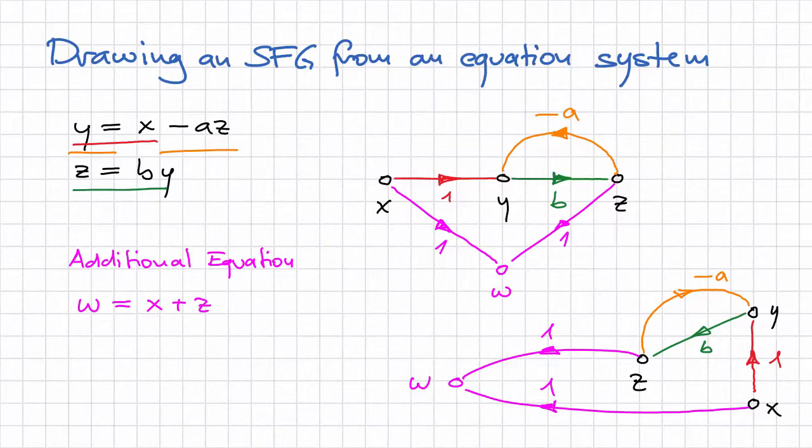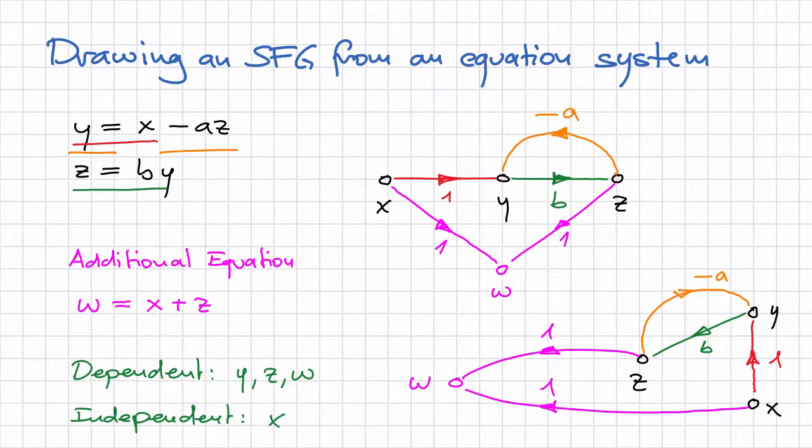One big advantage of using signal flow graphs is that you can immediately recognize dependent variables y, z, and w simply because branches go into them, and independent variables x because branches only leave them.